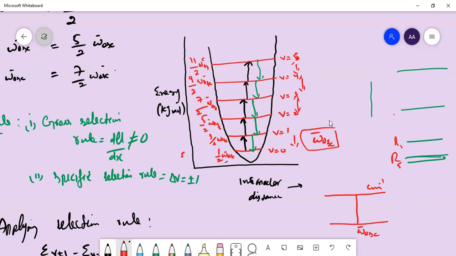So again, the important point here is that all the energy levels are equally spaced. For a transition between any energy levels, we can get the same energy, so we can have this omega oscillation frequency. So that's all about the vibrational energy levels of a diatomic molecule or simple harmonic oscillator.